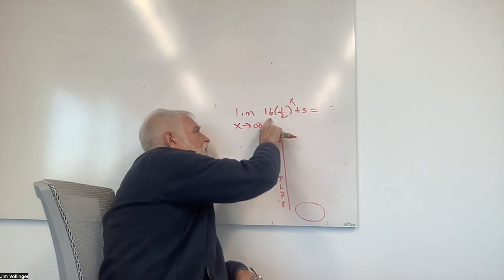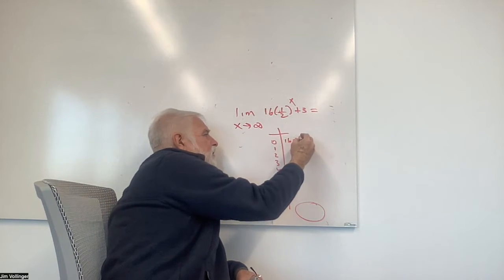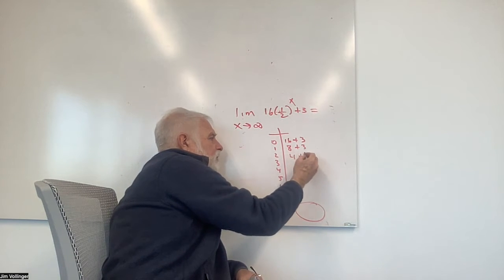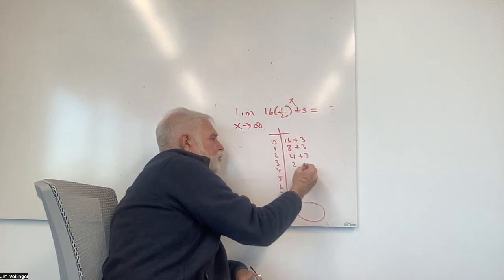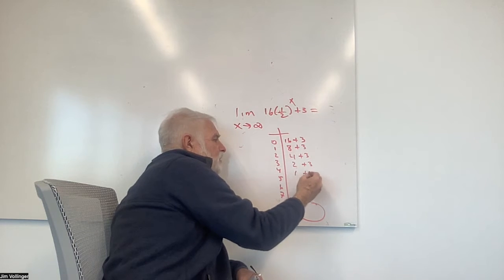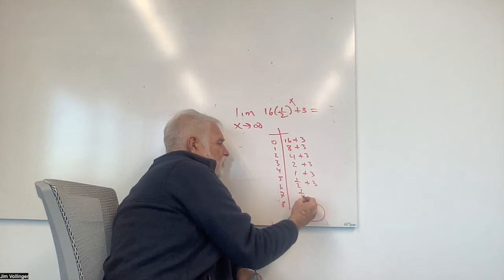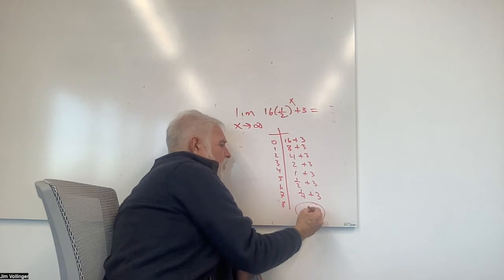So (1/2)^0 is 1, so I get 16 plus 3. (1/2)^1, half of 16 is 8 plus 3. Half of that is 4 plus 3. I think we already see a trend here. 2 plus 3, 1 plus 3, 1/2 plus 3, 1/4 plus 3. I think I'm going to 3.